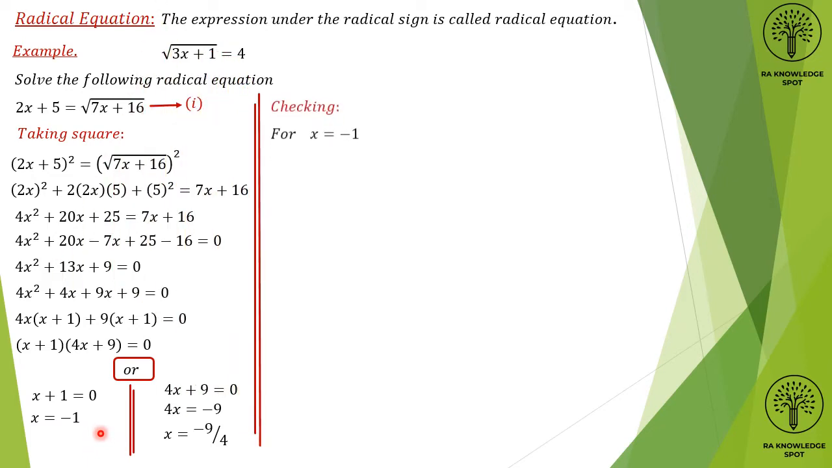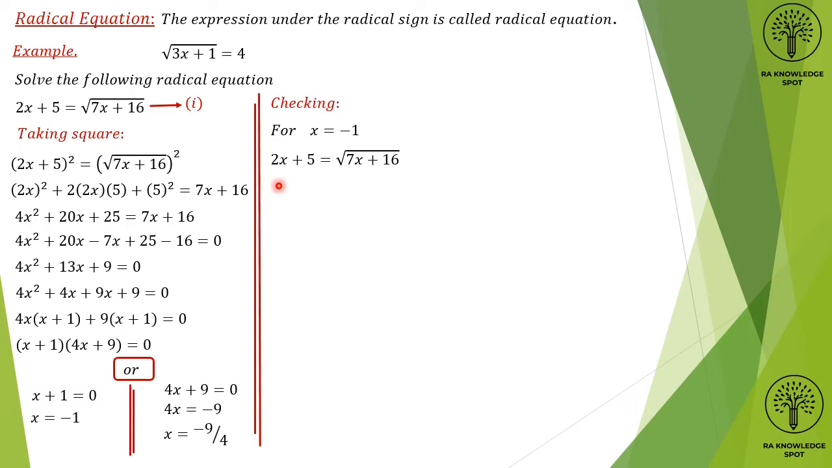We are going to check actually. Okay, now checking is for x equal to -1. After putting x equal to -1 in the main equation, or you can say in the question. Now what is the question? Here is the question in front of you. I'm going to just replace the value of x, that is -1.